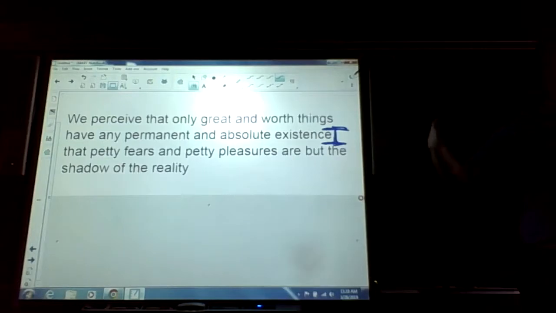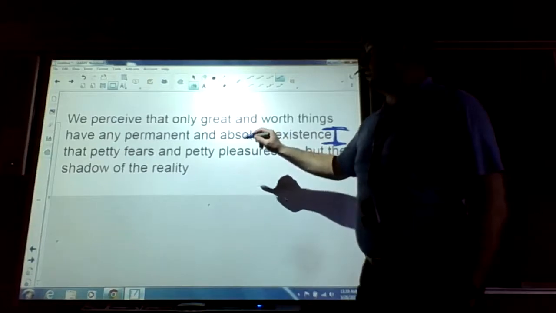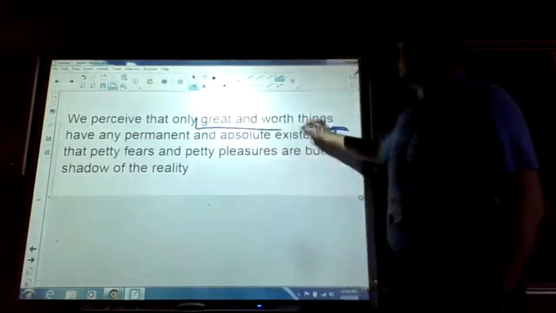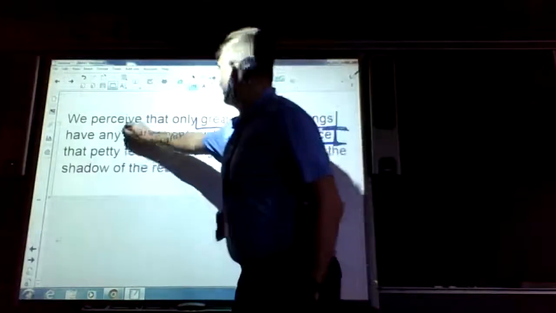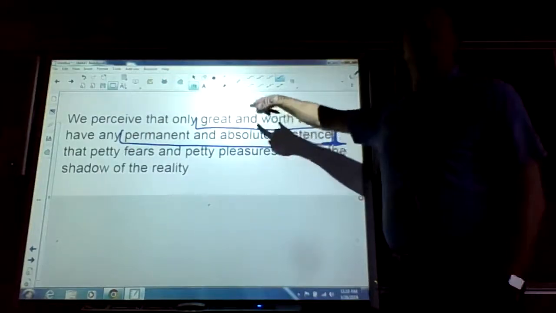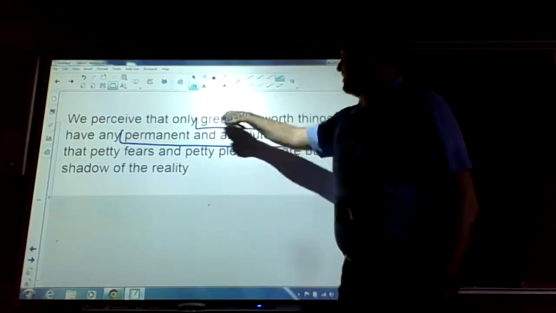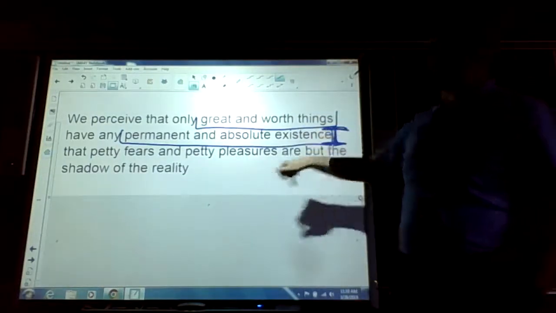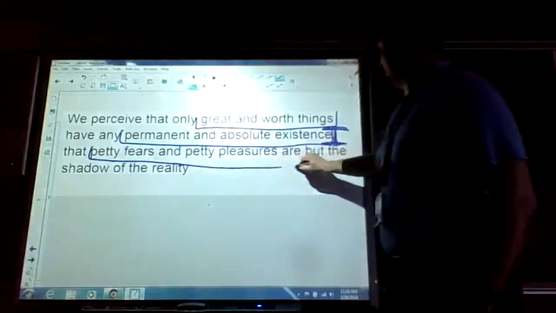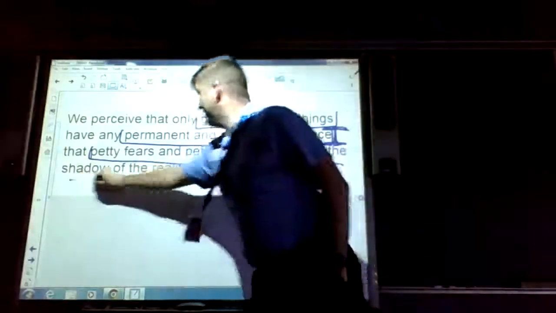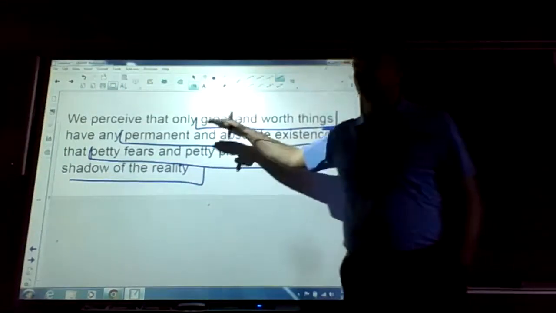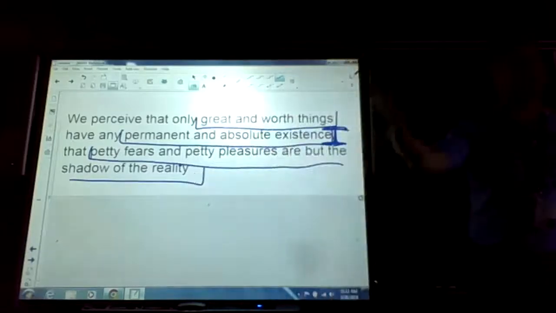What sentence structure is being repeated? The idea of, see, this whole chunk, this chunk is repeated here. Blank and blank, blank. Blank and blank, blank. Where else is that achieved? Petty fears and petty pleasures, and then it goes all the way to the end. So that style of sentence structure is repeated here, here, and here. So you would say that is parallelism.